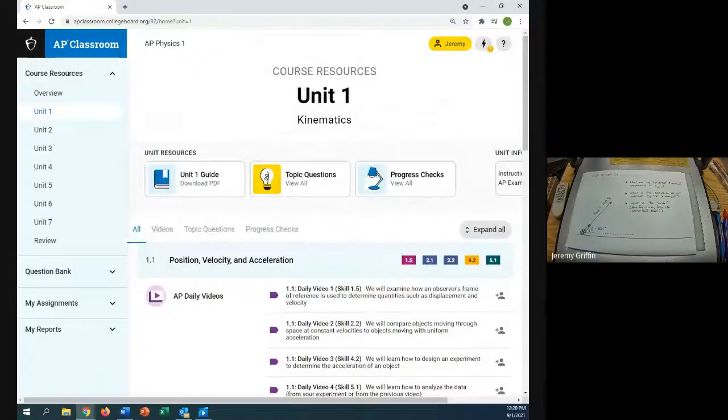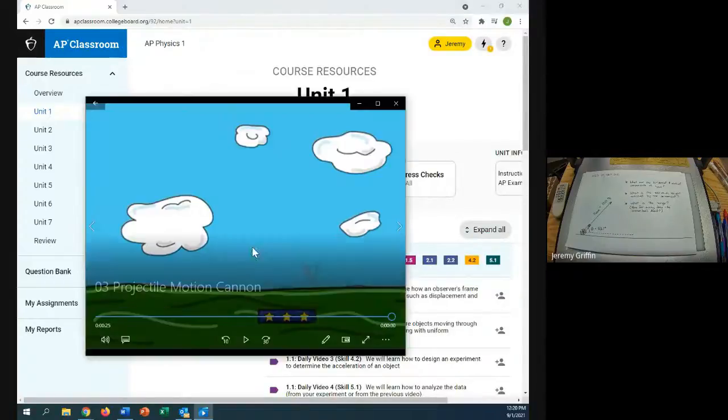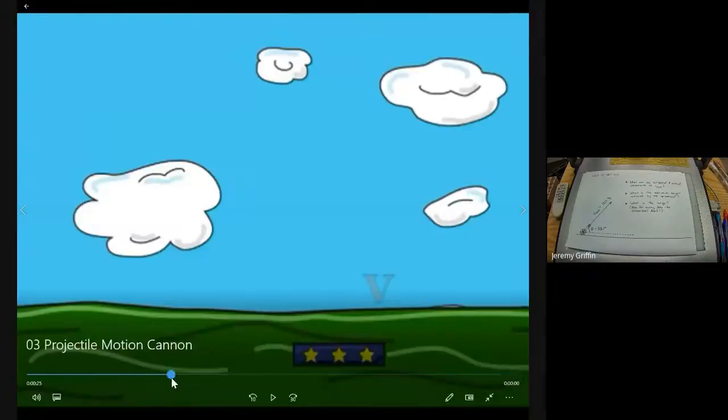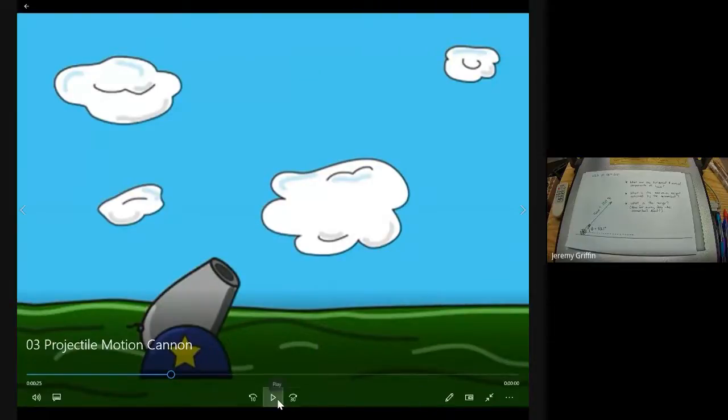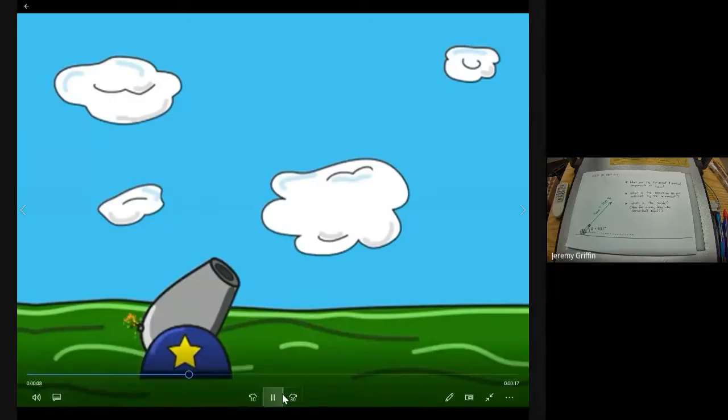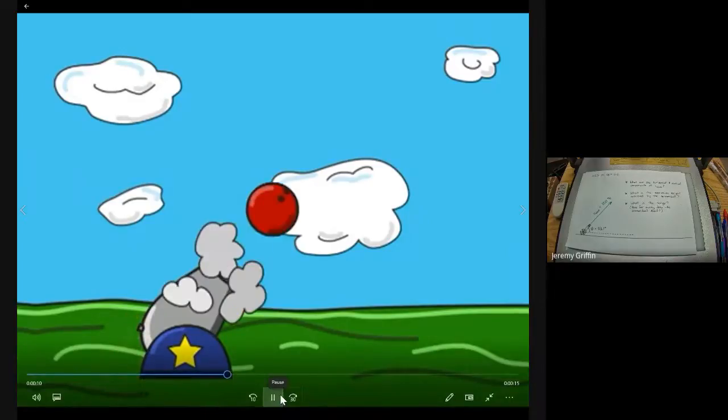All right, I've got the screen flipped over. I've got an animation for you guys. It's going to be a cannon firing a cannonball. This is what we're about to make sense of, so pay attention. Cannon, blast a cannonball, boom.